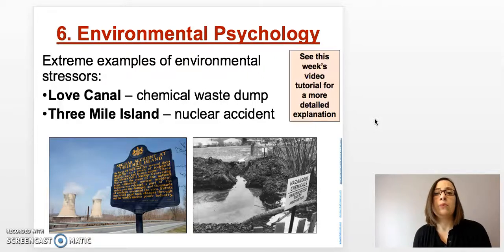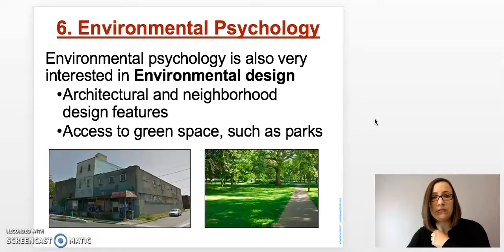And again, the radiation associated with that nuclear accident very, very significantly impacted the community that lived close to that nuclear power plant. So we know that in extreme situations like this, these kinds of environmental stressors can have a huge impact on how an individual would experience the community in which they lived.